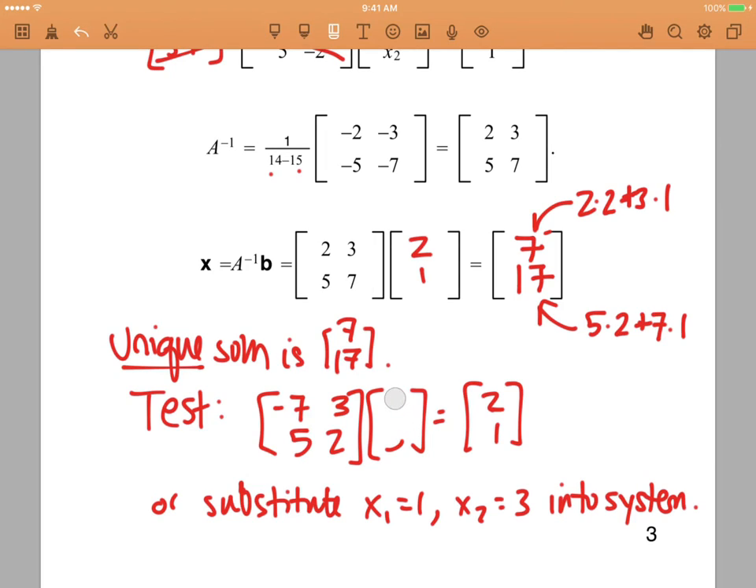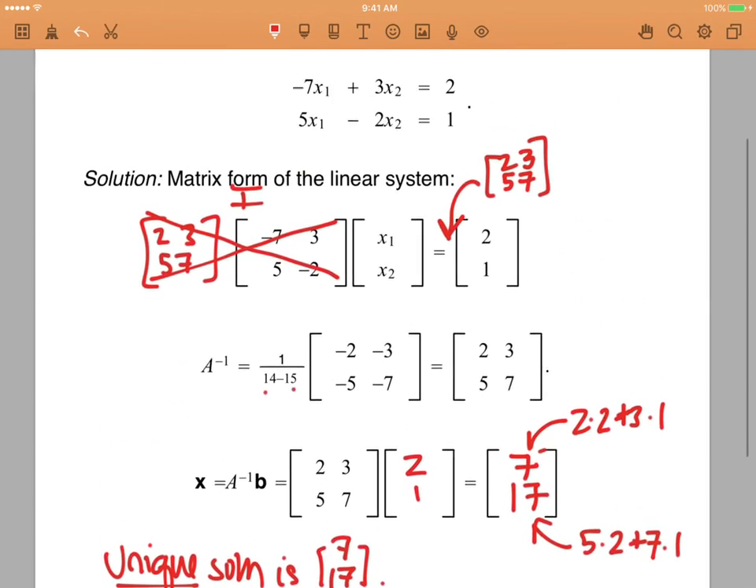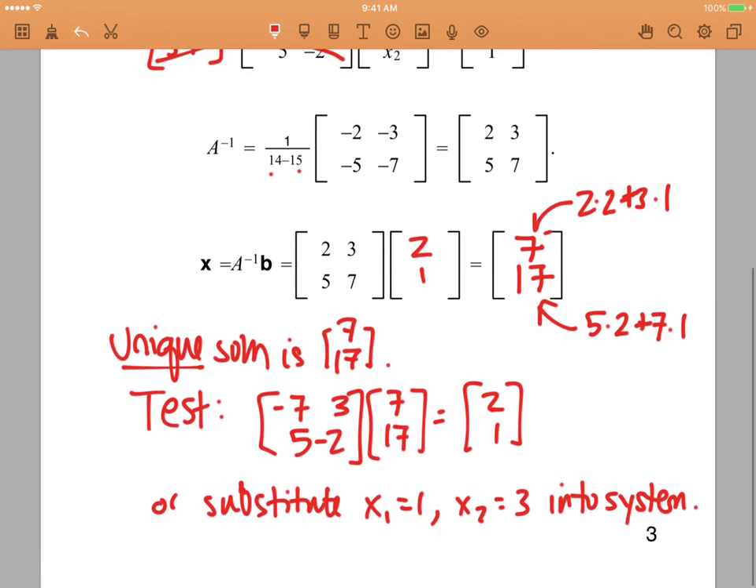And now if you want to test this, you can put the vector 7, 17 in here and see if the matrix works. I'm missing a -2 down there. Wasn't that the original matrix? Sorry, -7, 3, 5, -2. Yep. Okay, so that original matrix A times the vector we found, x, should give us the result we want, b. And now let's do this carefully.